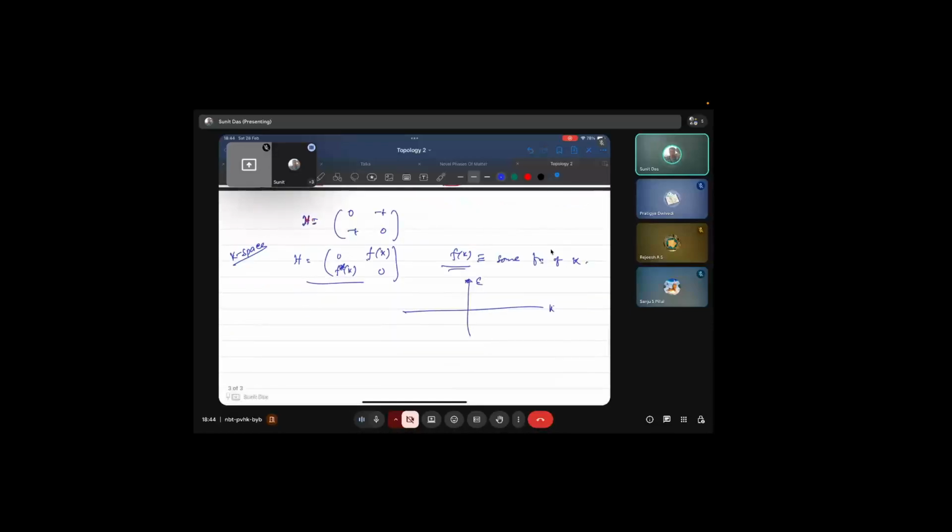Now, if we have a Hamiltonian in the k space where, instead of t being a constant, we have something, let's say f of k, let's assume that it is minus t e to the power ik.